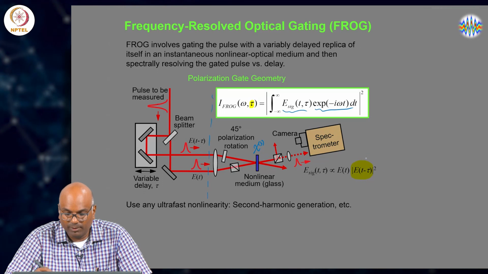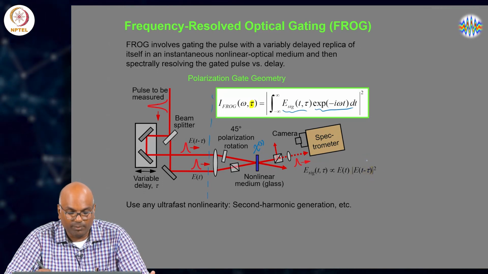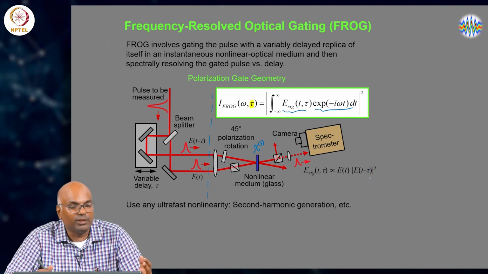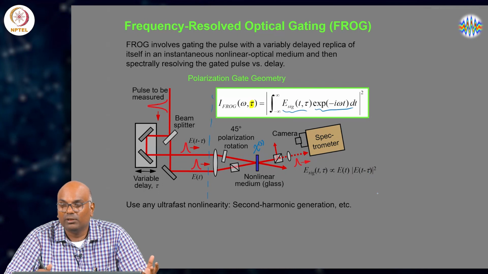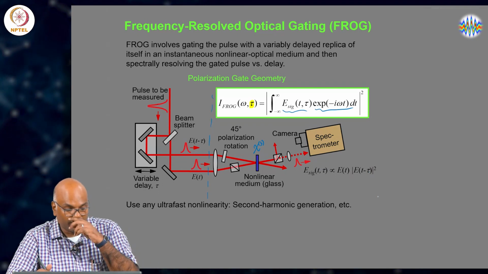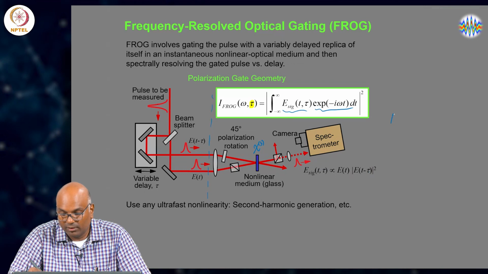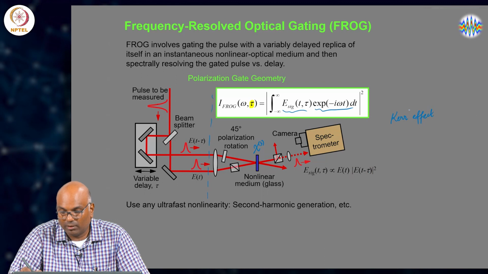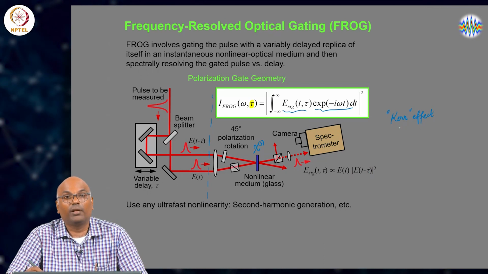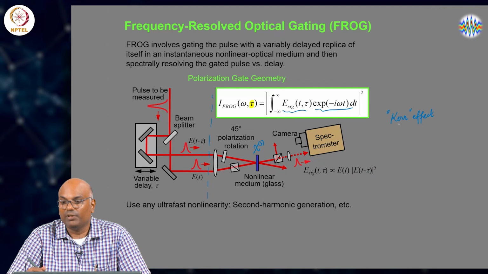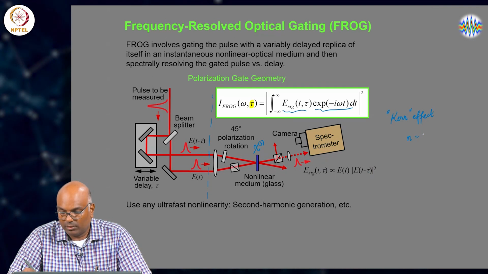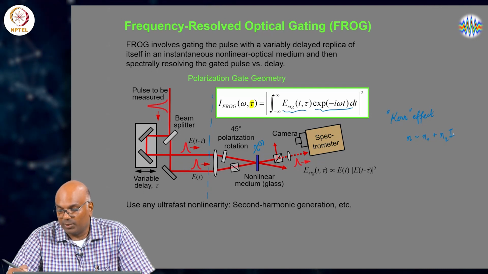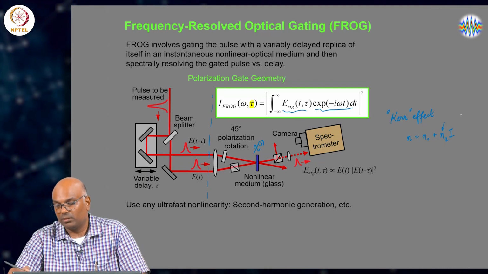What do we mean by appreciable chi3? A medium which, for the intensity of the pulses we are using, essentially has reasonable chi3, so that nonlinear optical phenomena manifest, and in this case particularly the Kerr effect, which is in some sense captured in the intensity dependent refractive index N2.